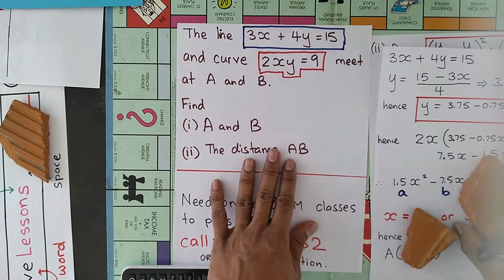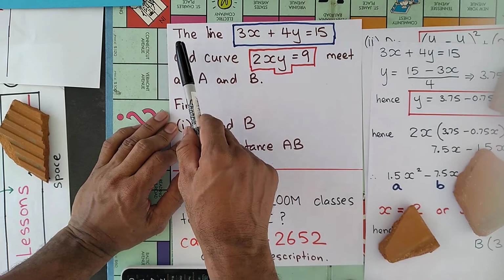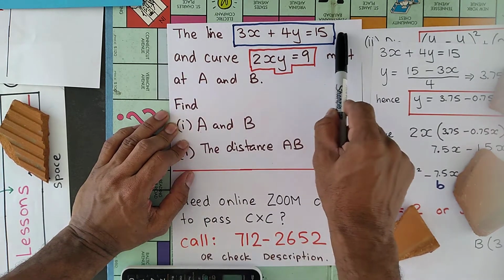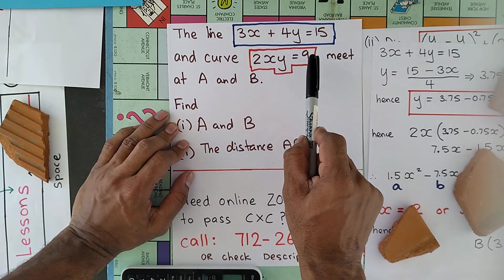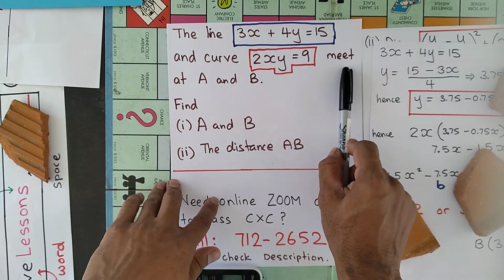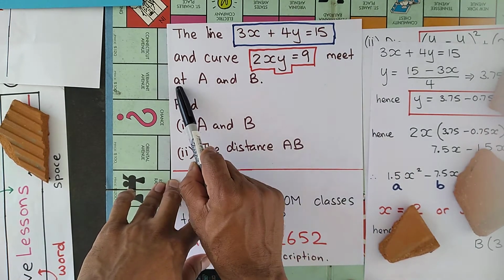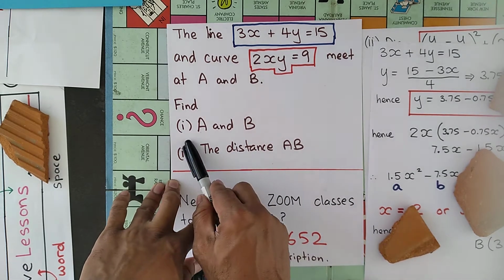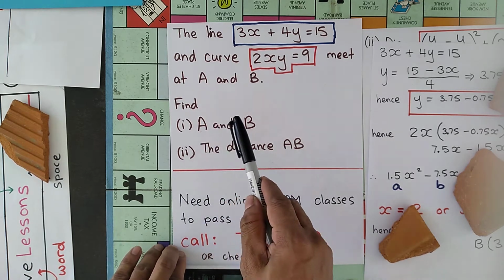Okay guys, so let's get started. Here's the question. You have a line 3x plus 4y equal to 15. So this is a straight line. And you have a curve, 2xy is equal to 9. And they are telling you that the curve and the straight line meet at 2 points, A and B. Guess what we have to do in part 1? We have to find the coordinates of A and B.